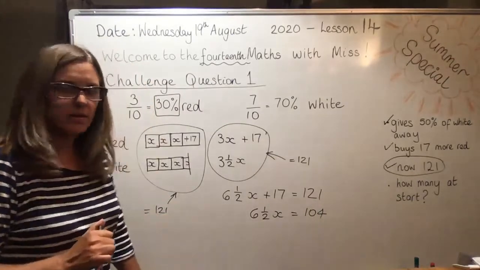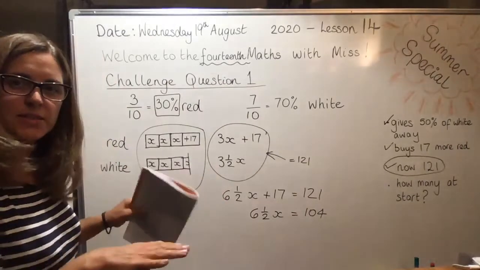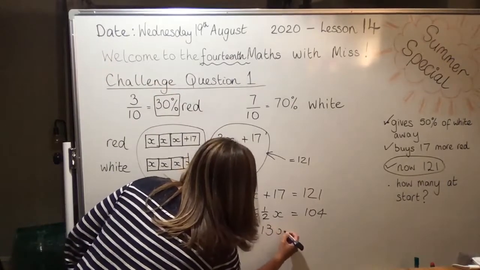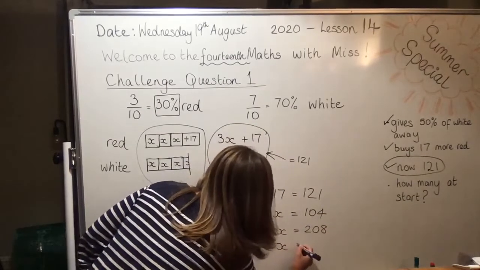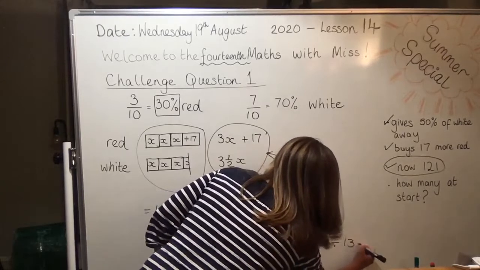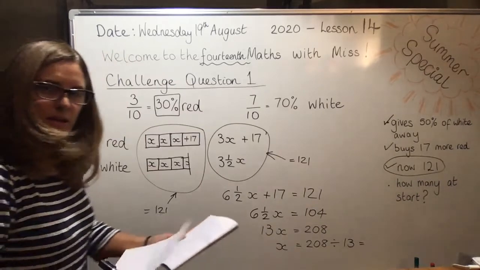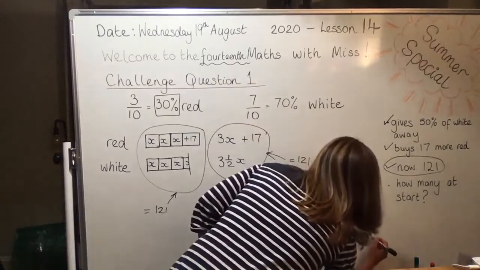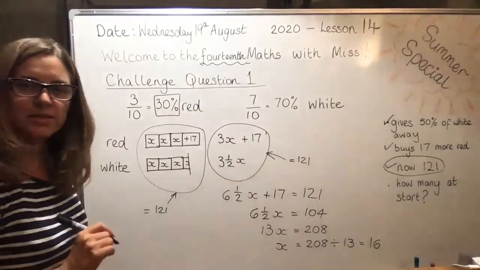So maybe I'll double. You know, I can multiply both sides of my equation using the balancing method and it stays the same. It doesn't change the solution. But that might make it a little bit easier. So x is 208 divided by 13. I definitely can't do that in my head this late on a Tuesday night. Okay, so x is 16.